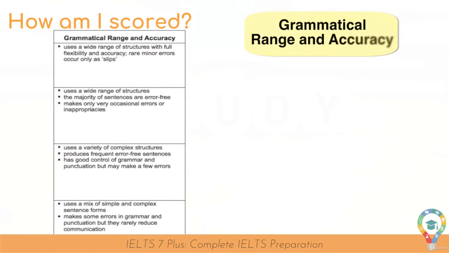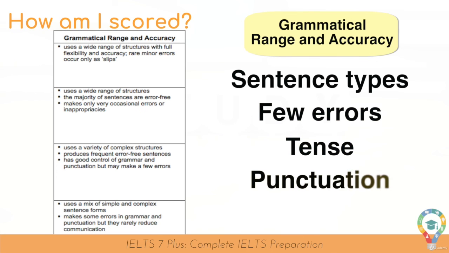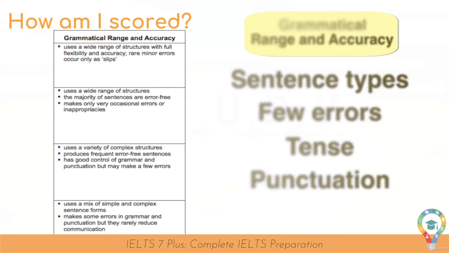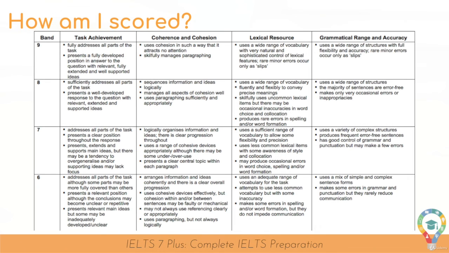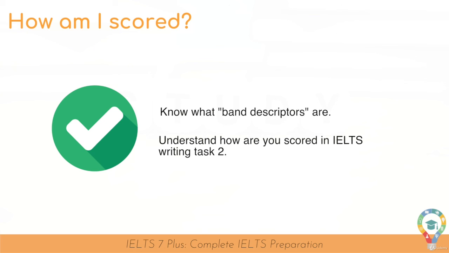And now on to our last band descriptor, which is grammatical range and accuracy. As with task 1, it's important that you can use a range of sentence types and grammatical forms with few errors. It's also important to use the correct tense and use a range of punctuation. Here is the band descriptors in full, and remember you can download this from this lesson. My top tips are to organize your ideas logically and use the 4-step structure to help write your essay. That's all for how you were scored in IELTS Writing Task 2. I'll see you in the next lesson.